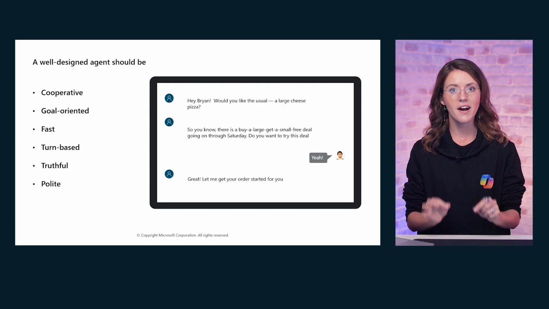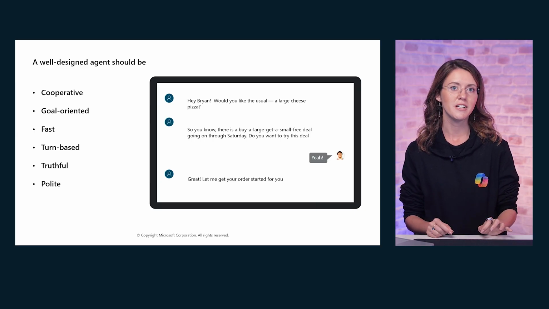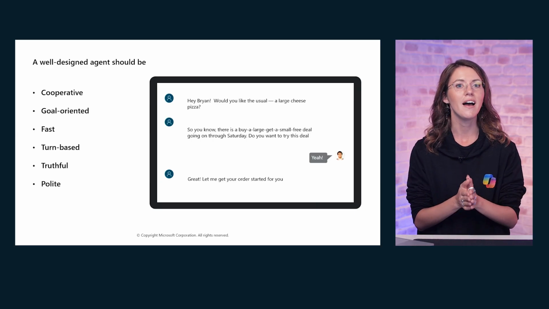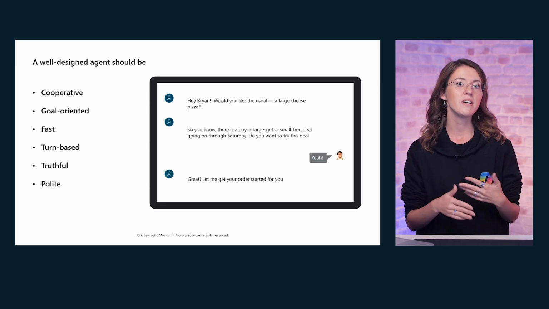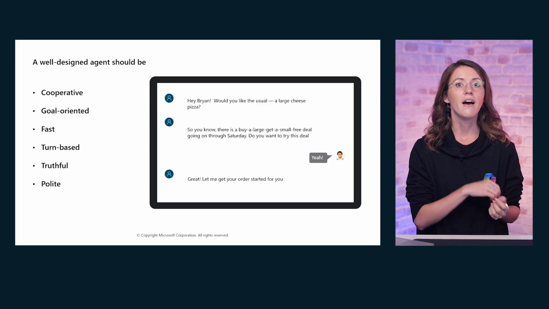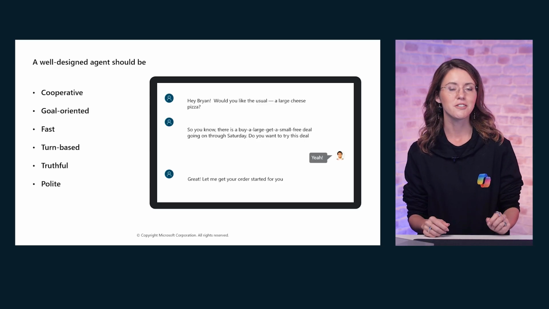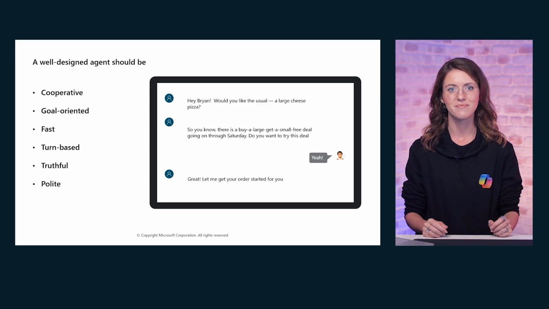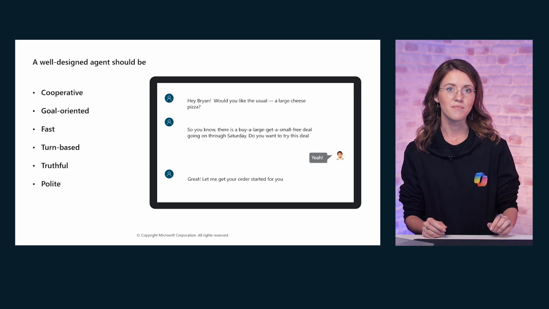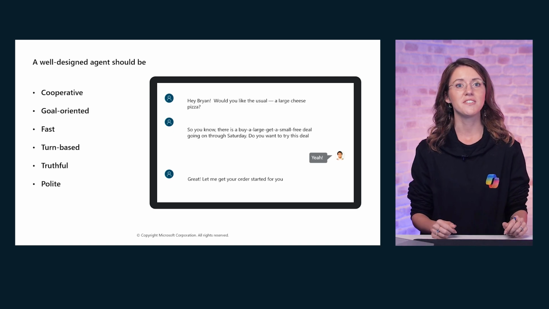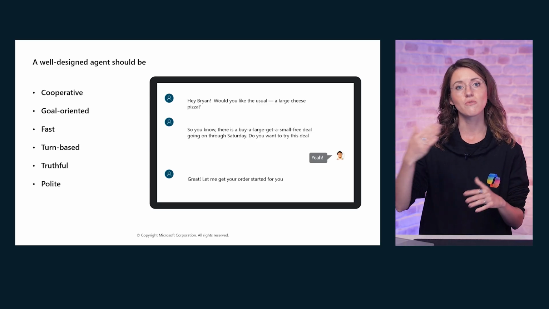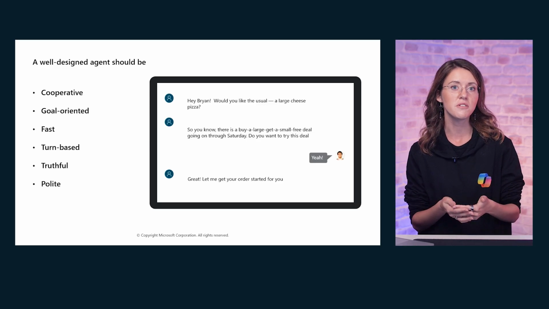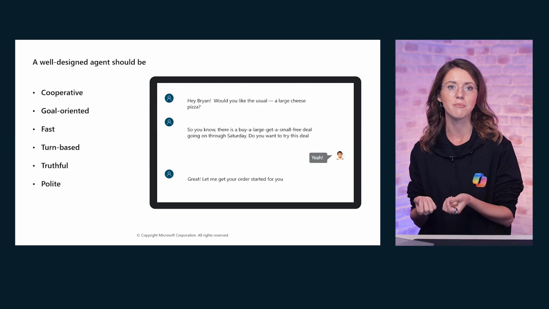Fourth, turn-based. Provide customers with the correct information at the right time and ask for verification before moving forward. This prevents the need to backtrack and correct mistakes, making the conversation flow more natural. Fifth, truthful. Your agent should always validate information before acting on it. This builds trust and ensures that the responses are accurate and reliable.